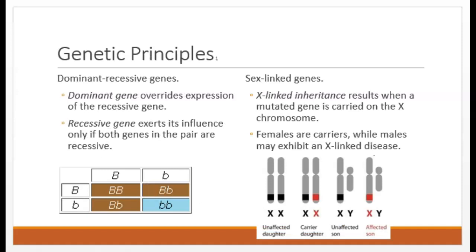So what determines how a genotype is expressed to create a particular phenotype? It's complicated and we don't have a full understanding of it yet, but there are some genetic principles that have been discovered. One is that of dominant and recessive genes. A dominant gene overrides the expression of a recessive gene, where a recessive gene only gets expressed if both genes in the pair are recessive.